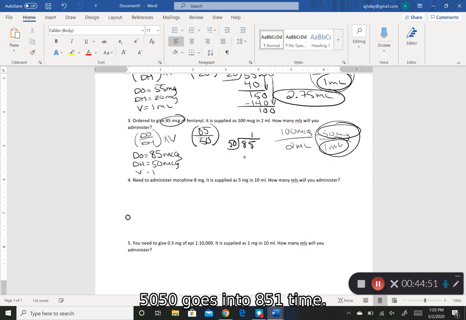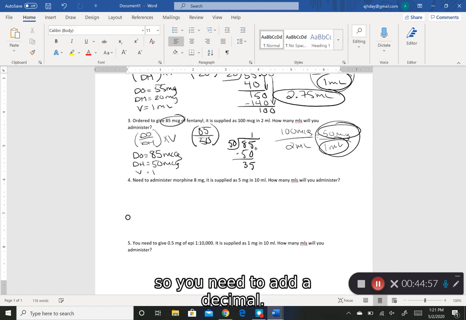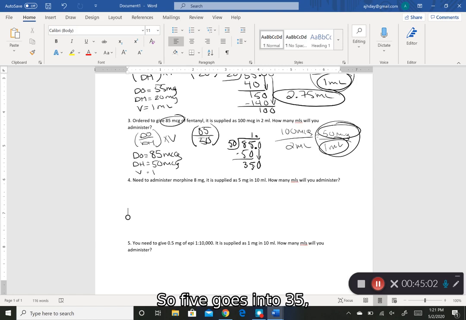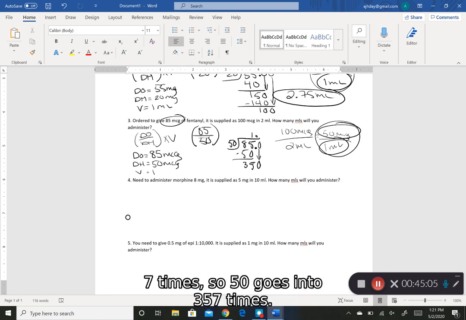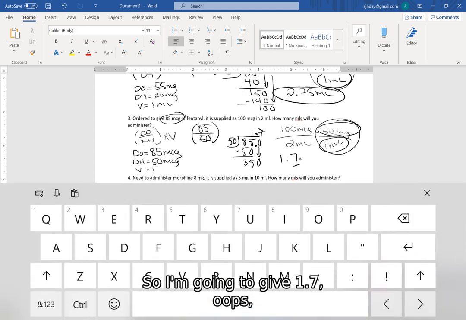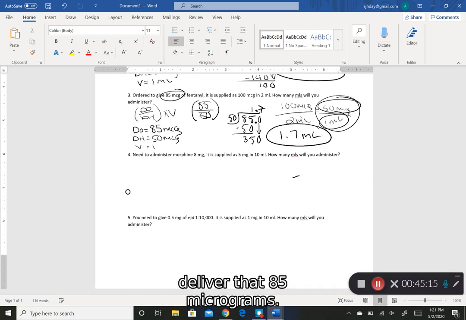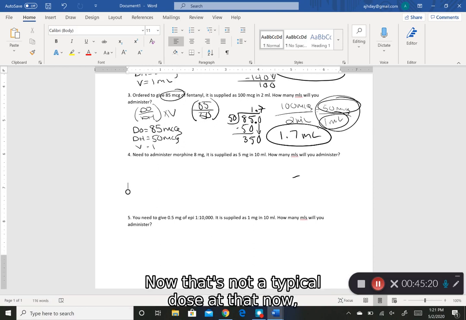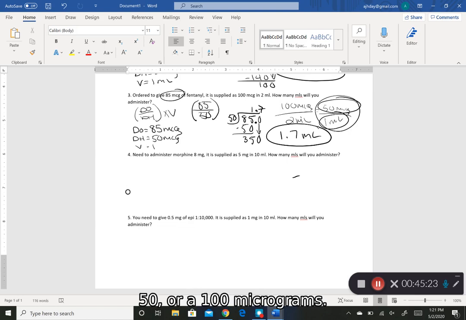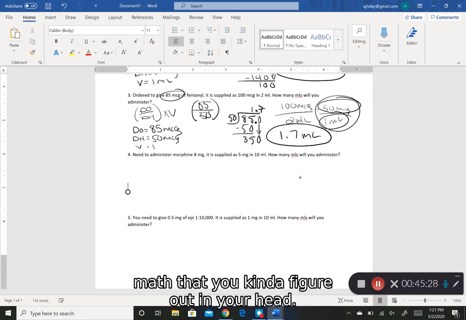50 goes into 85 one time. I got 35 left over, so I need to add a decimal. So 5 goes into 35 7 times, so 50 goes into 350 7 times. So I'm going to give 1.7 mLs to my patient in order to deliver that 85 micrograms. Now that's not a typical dose of fentanyl. Usually we do it in 25, 50, or 100 micrograms, so it's math that you can kind of figure out in your head.